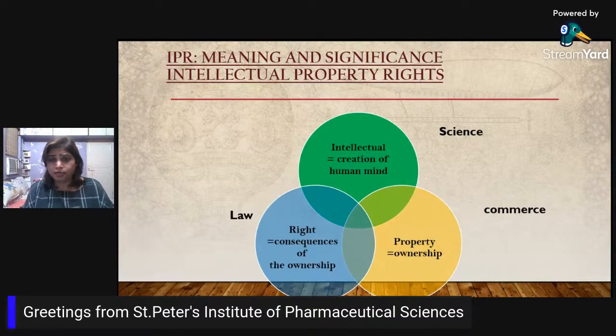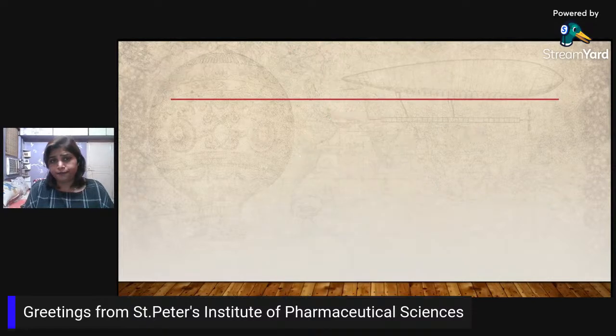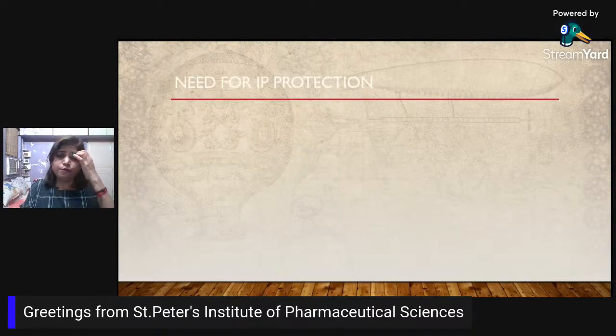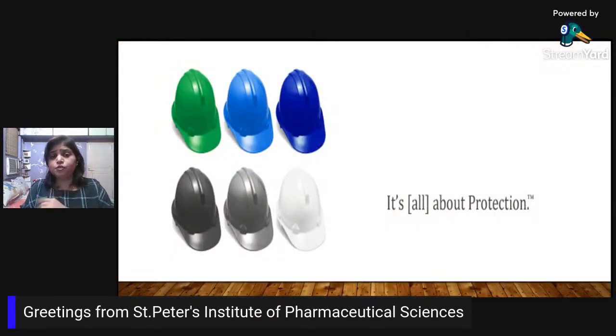Intellectual property is basically science, commerce, and law coming together. So it is for the betterment of the society plus the betterment of the person who is the inventor or the innovator. So, the need for IP protection, because it is all about protection. If we don't protect, then anybody can copy. Today we talk a lot about plagiarism.